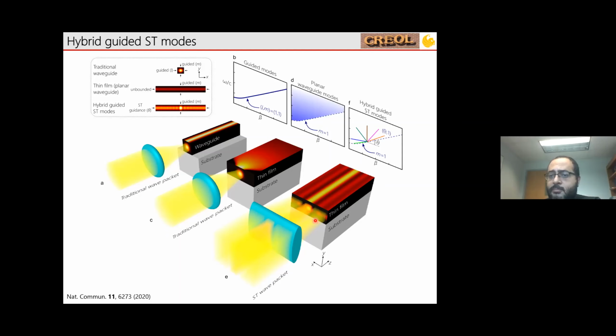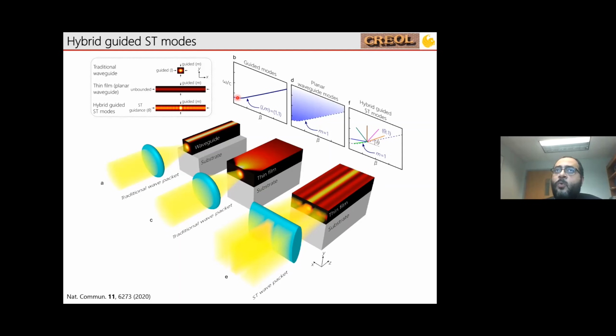hybrid guided mode. It's a mode that's guided in a planar waveguide in one dimension by the conventional confinement mechanism, but it's guided in the unconstrained dimension of the thin film by the space-time coupling that we introduce. As a result, we are back now to a one-dimensional dispersion relationship. But for the first time, these hybrid guided modes are completely free of dispersion. It's easy to show that.